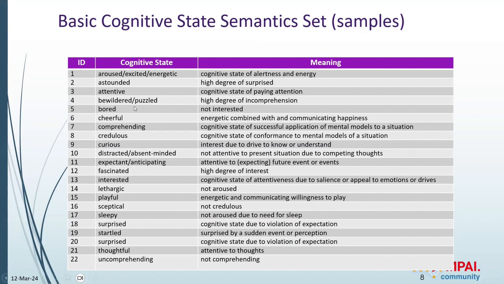So let's look at surprise, number 18, here in this second table that shows the semantics of the labels. Number 18, surprise is glossed as, quote, cognitive state due to violation of expectation. Where did these definitions come from? We invented them. We intend them to be useful, but if you don't think so, you can replace them with others. There's a procedure for that. But here you see the semantics of other cognitive states, like bored, meaning not interested, bewildered or puzzled, meaning high degree of incomprehension, and so on and so forth.